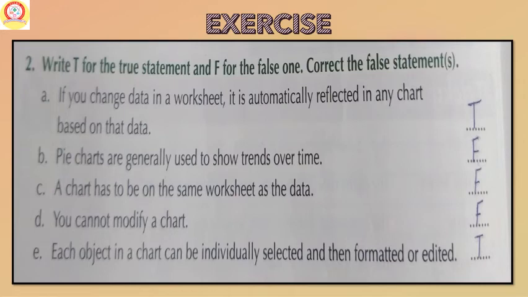Question number 2, write T for the true statement and F for the false one. Choose the correct the false statement. A1, if you change the data in the worksheet, it is automatically reflected in any chart based on that data. True. B1, pie charts are generally used to show trends over time. False. C1, a chart has to be on the same worksheet as the data. False. D1, you cannot modify a chart. False. E1, each object in a chart can be individually selected and then formatted or edited. True.